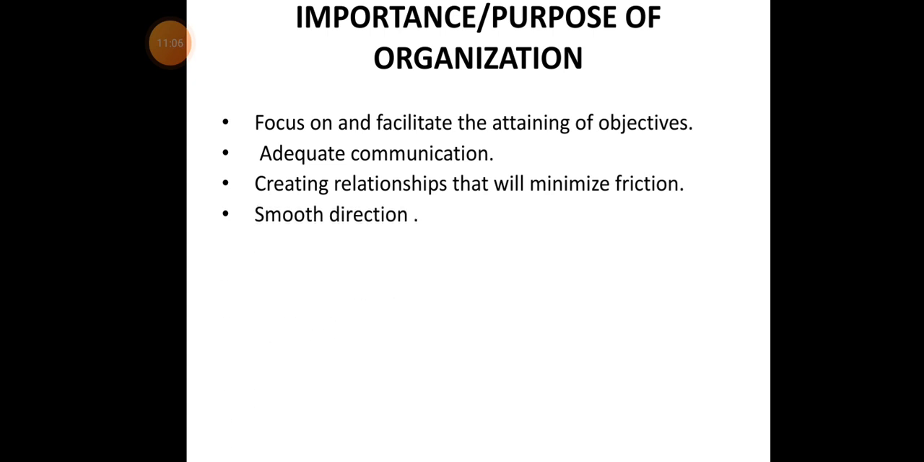Next is smooth direction. Smooth direction means when you are following all the rules in the organization, then there is no miscommunication, there is no friction, there are no fights, right? Because you are maintaining all the hierarchy and you are following all the rules. So for that we need some organization. For a smooth going, we need the organization.